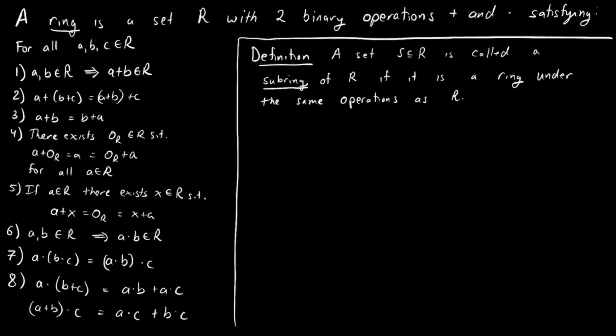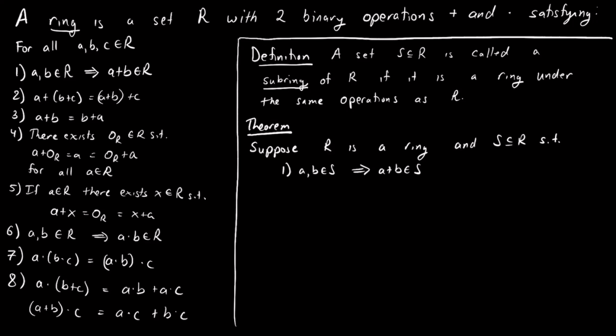Okay, so let's write this down as a theorem. So I'll say, suppose R is a ring, and S is a subset of R, such that: 1, if A and B are in S, then A plus B is in S. So we're checking closure under addition. 2, if A and B are in S, then A times B is in S. So we're checking closure under multiplication.